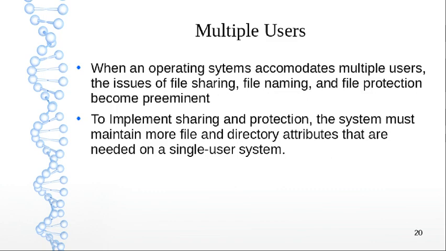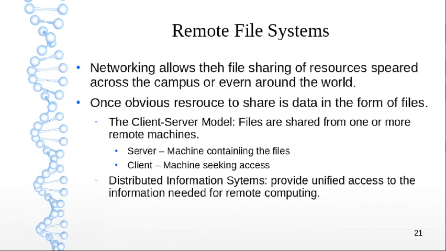Next, we have remote files. We're referring to a network that allows file sharing of resources spread across a campus or even around the world. One obvious resource to share is data in the form of files. So we're referring to the client-server model. There are two types: the server and the client. The server is the machine containing the files, and the client is the machine seeking access.